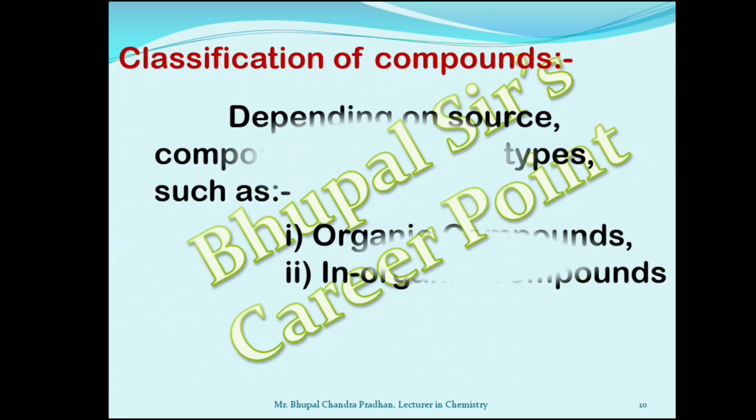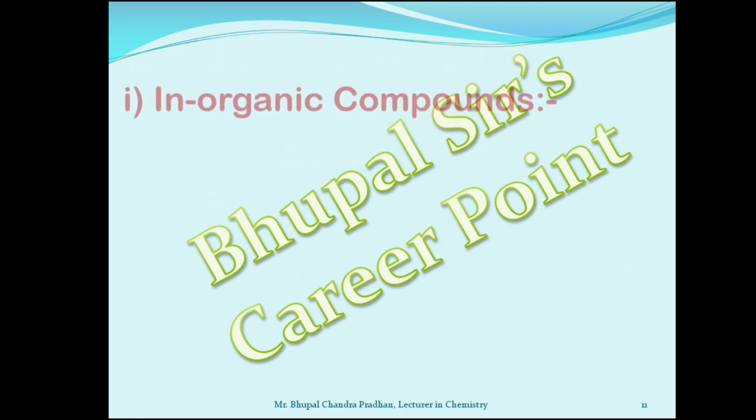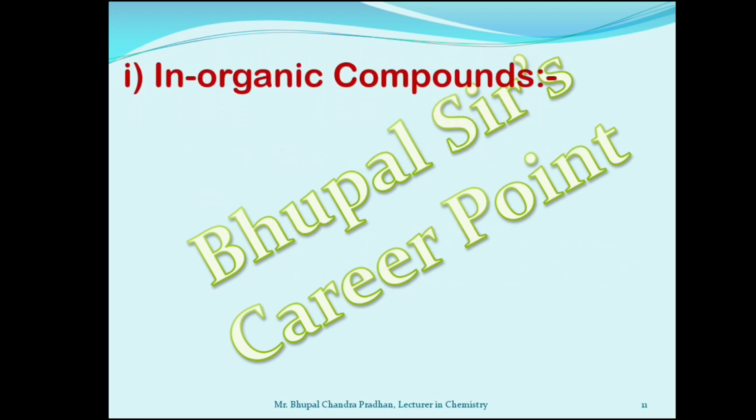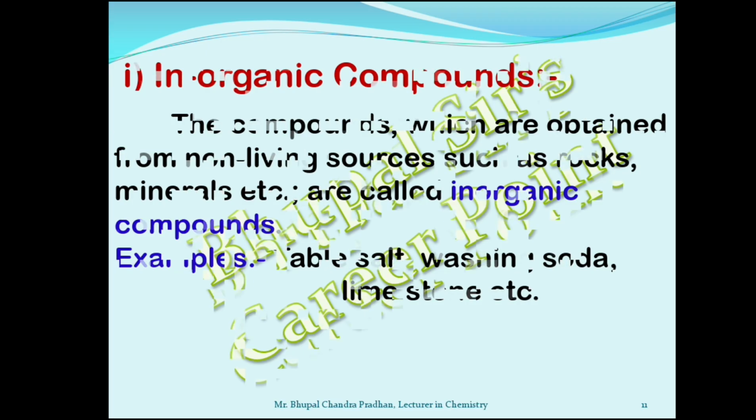Classification of compound. Depending on source, compounds are of two types, such as organic compounds and inorganic compounds. Let us compare inorganic compounds. The compounds which are obtained from non-living sources, such as rocks, minerals, soils, etc., are called inorganic compounds. Examples: table salt, washing soda, limestone, etc.